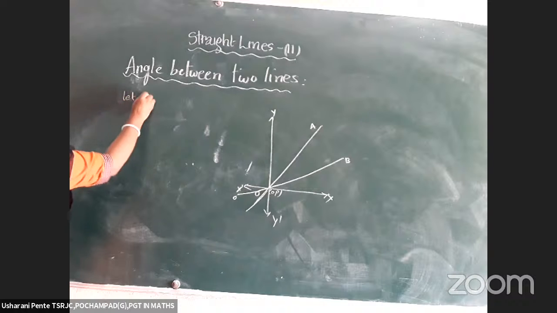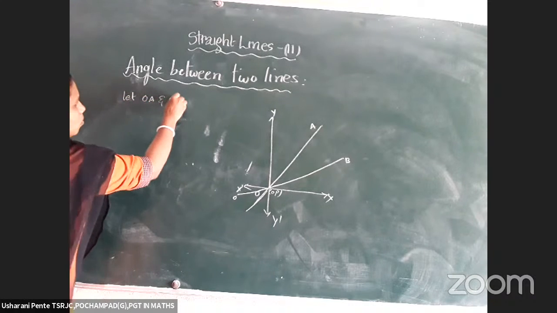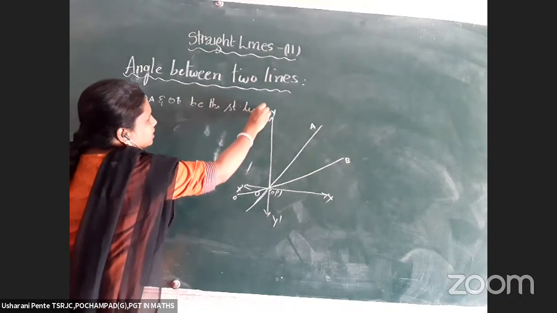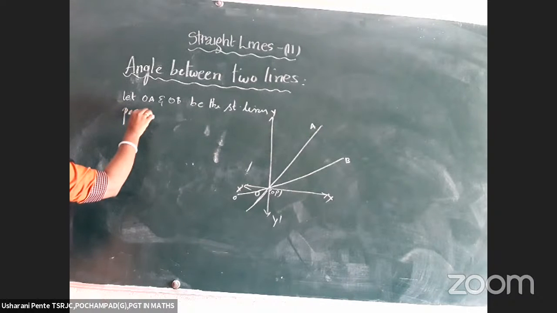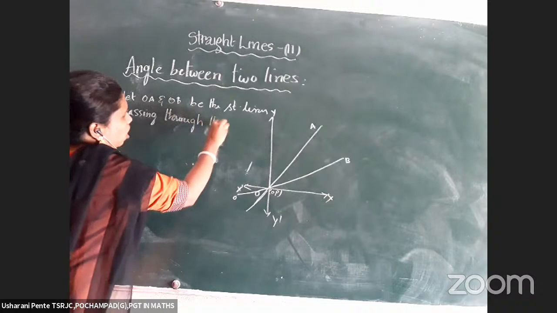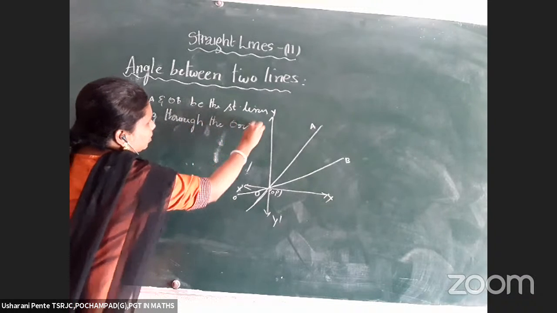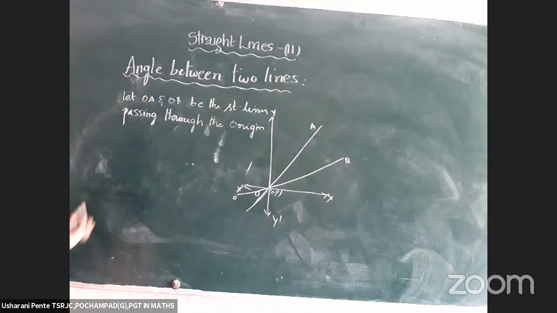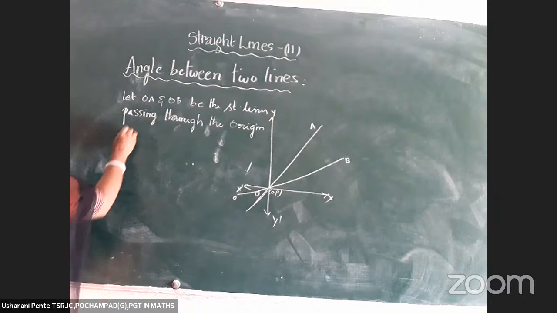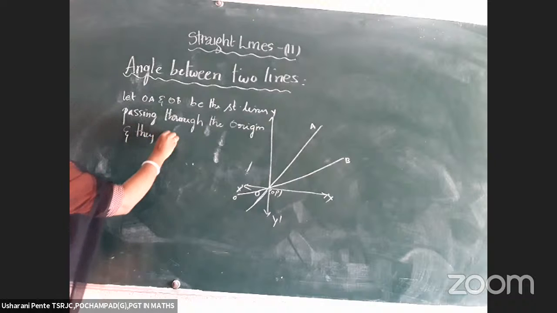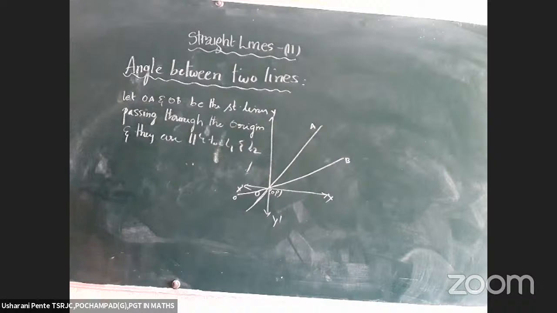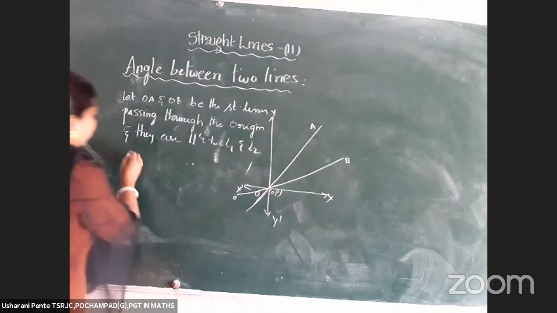Let OA and OB be the two straight lines that are passing through the origin, and they are parallel to L1 and L2. OA will be of the form, we don't have a constant, and they are parallel to L1 and L2.